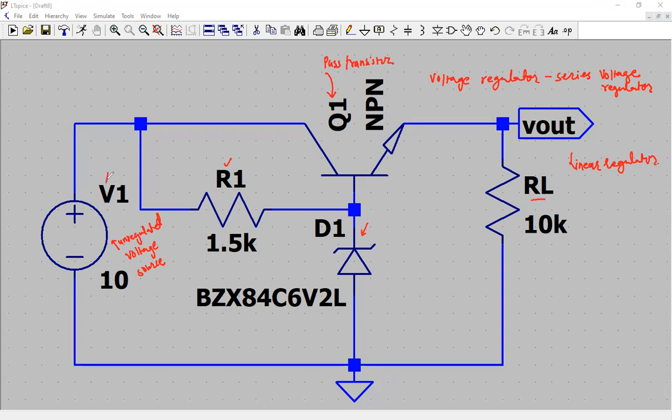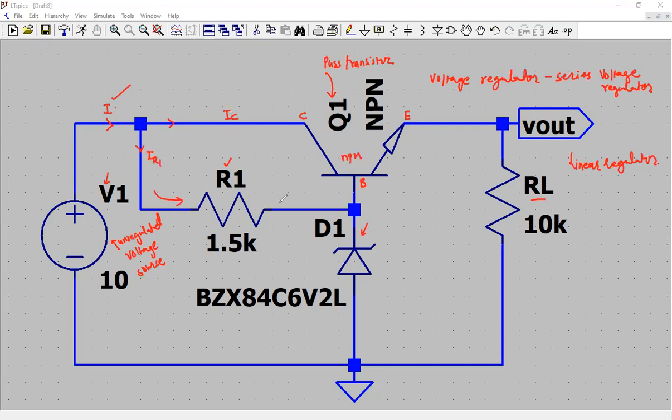So what you see, let's say you have an unregulated voltage supply, which is V1, and it will source a total current I into the circuit. That current is being divided into two parts. Let's say the current flowing through R1 is called IR1, and the current that is going to flow into the collector of this transistor. So here you have a collector, you have an emitter, and you have a base. This is an NPN transistor. So the current that is flowing into the collector terminal is IC, and the sum of the currents is I equal to IR1 plus IC.